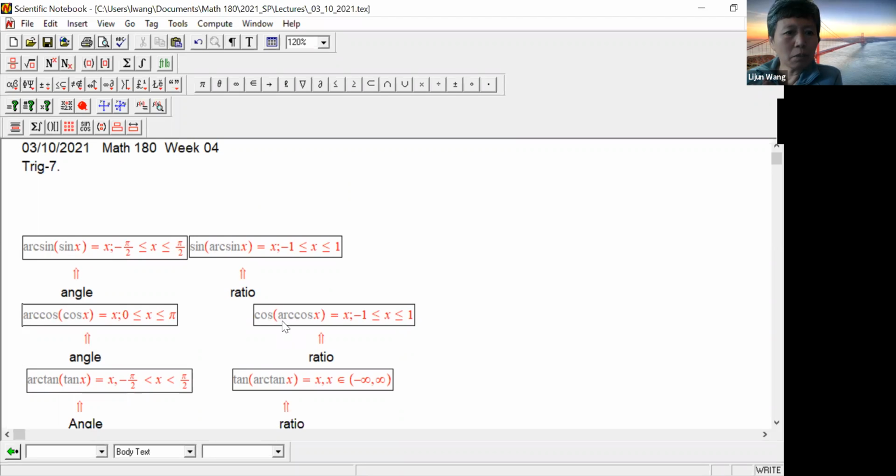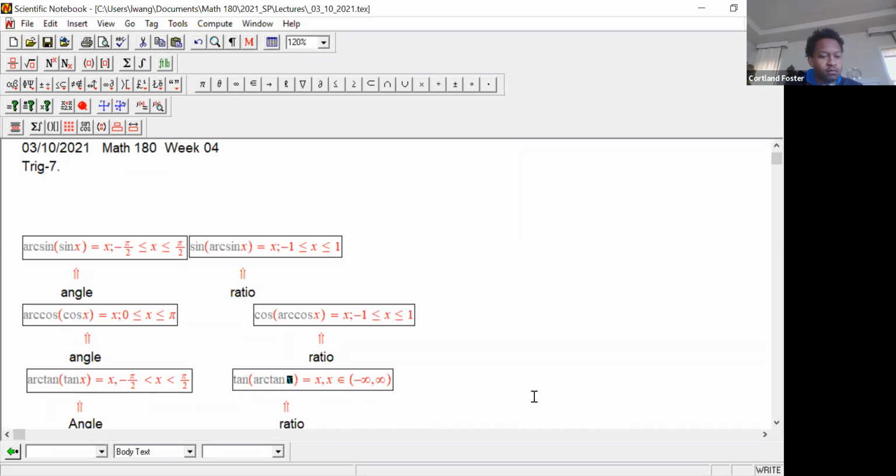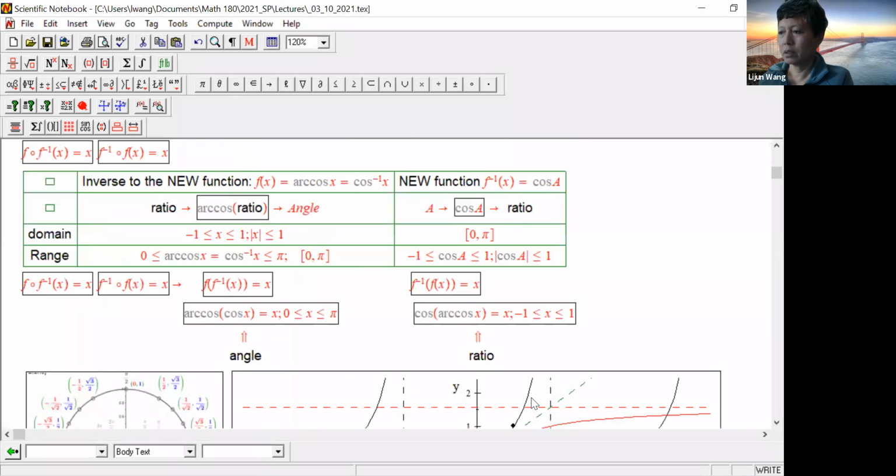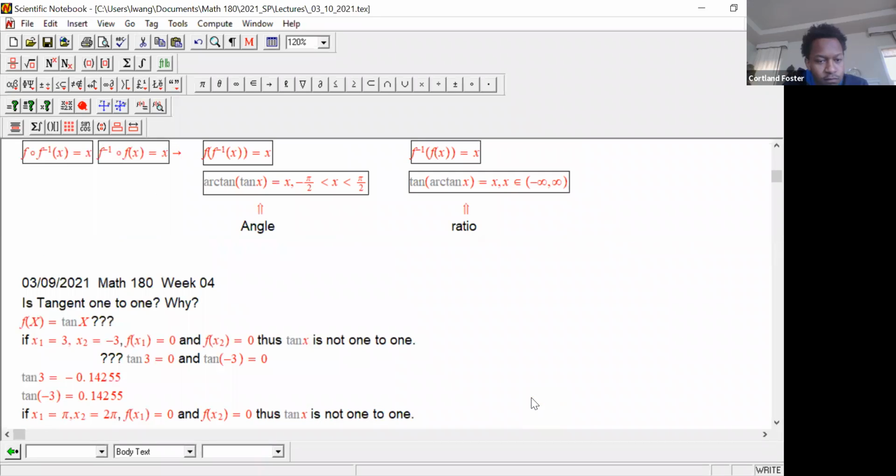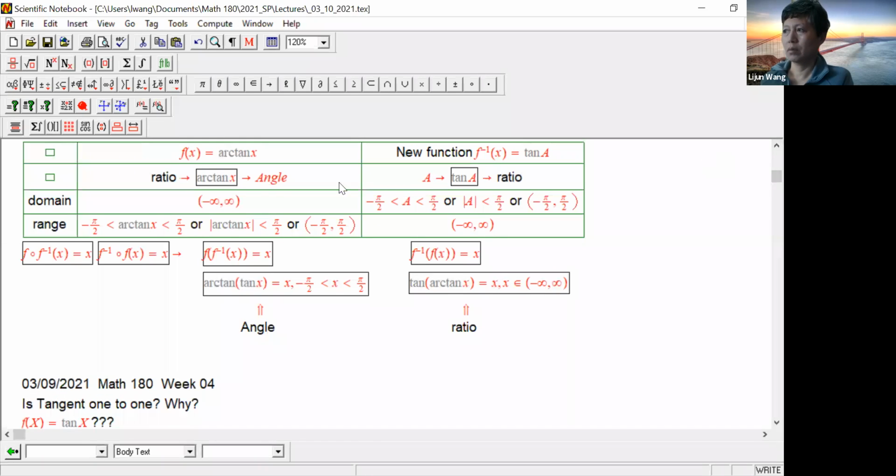Why is it all real numbers? Which one do you refer to, Cortland? You mean arctangent? For tangent of arctangent x. Yes, because the domain for arctangent is all real numbers. You got it? All you have to do is go back there. Yeah, I got it. Thank you. The domain is all real numbers. The range is from negative pi over 2 to pi over 2, exclusive.